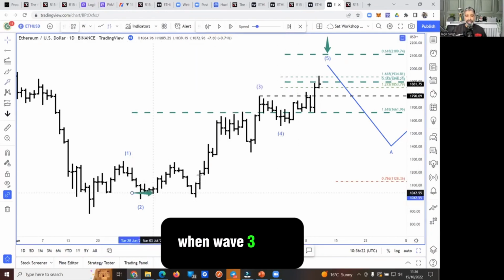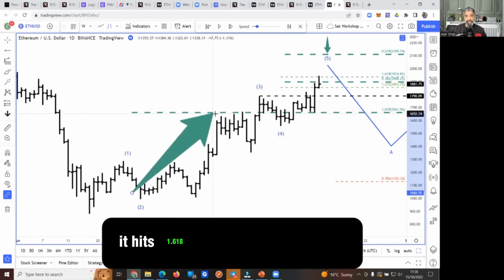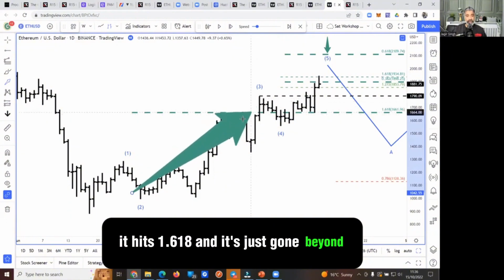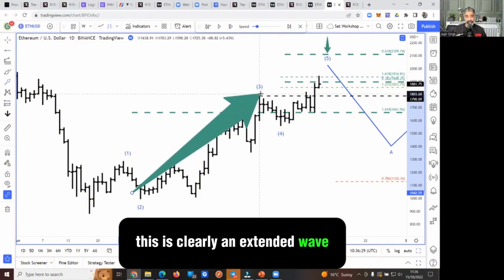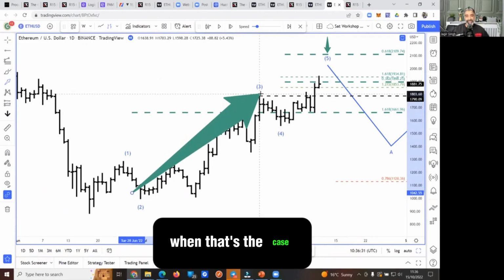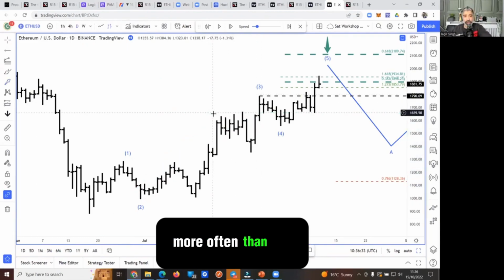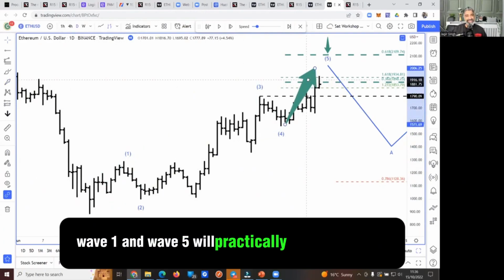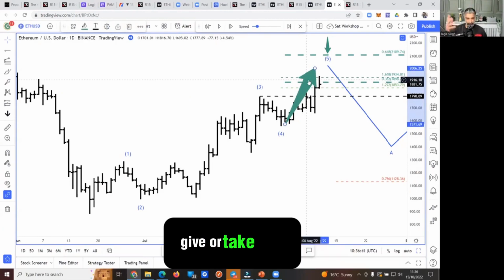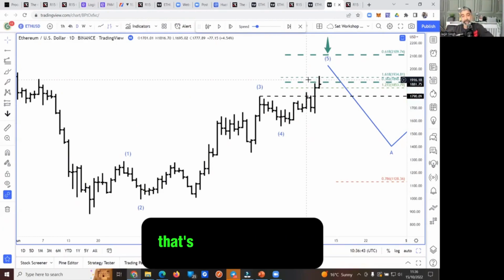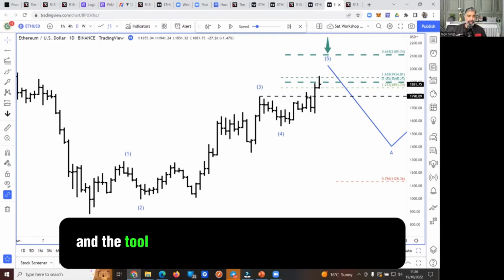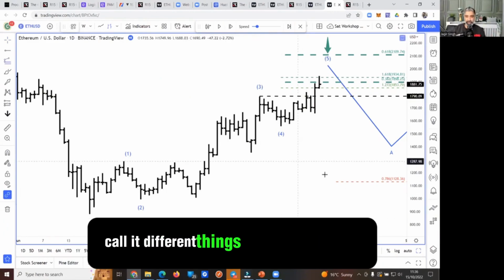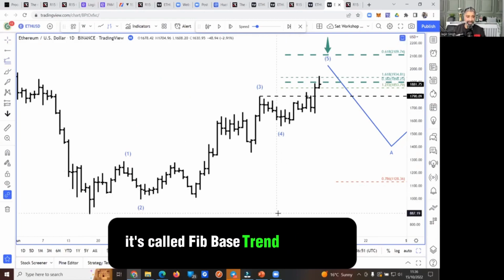When wave 3 hits 1.618 and has just gone beyond, this is clearly an extended wave. When that's the case, more often than not, wave 1 and wave 5 will practically equal each other, give or take, right? And that gives us a big clue. And that's going to be the third, and the tool here is called trend-based fib extension. Different software calls it different things, but on TradingView it's called trend-based fib extension.